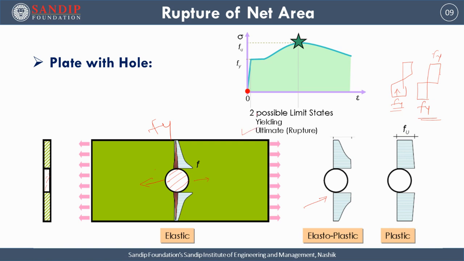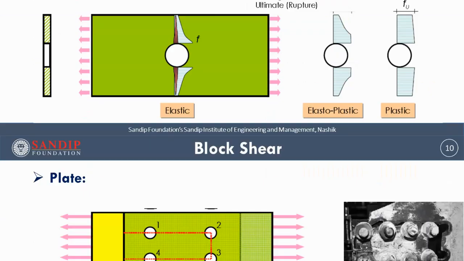This is ultimate. The first one we learnt about was yielding failure, yielding of gross section, where there was no discontinuity. But in this second case we are talking about rupture failure, at ultimate load. That deals with the net section after deducting whatever bolt holes or rivet holes exist in that particular member.